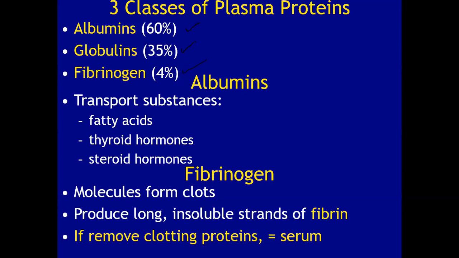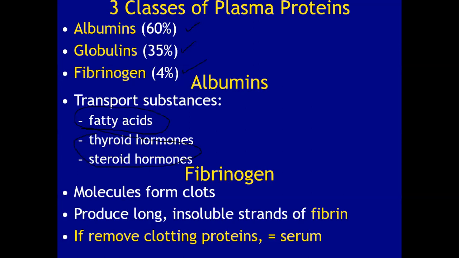Okay, so albumins, their job is to transport things that have a lipid component to them. Like fatty acids have a lipid component. Thyroid and steroid hormones are made from cholesterol. So we need something. These are lipid, and they'll stick together if we don't have a good substance to transport them with. So these albumins are going to help us transport lipids.